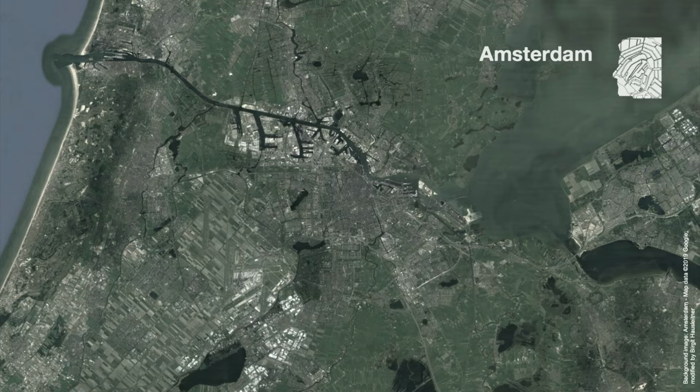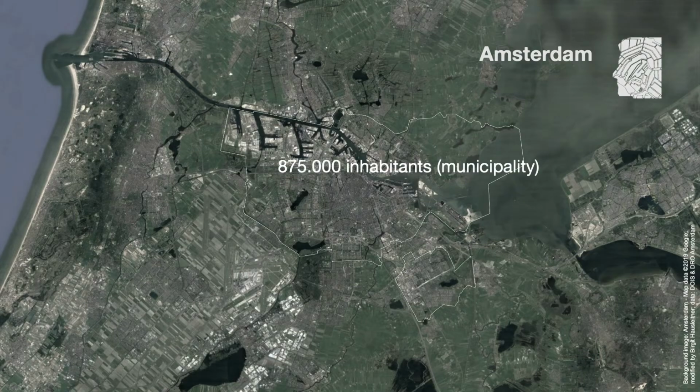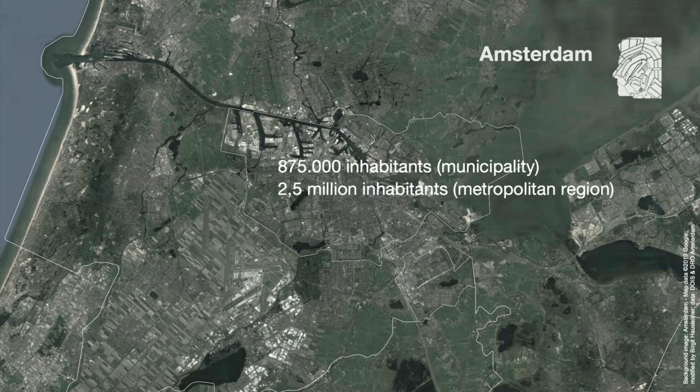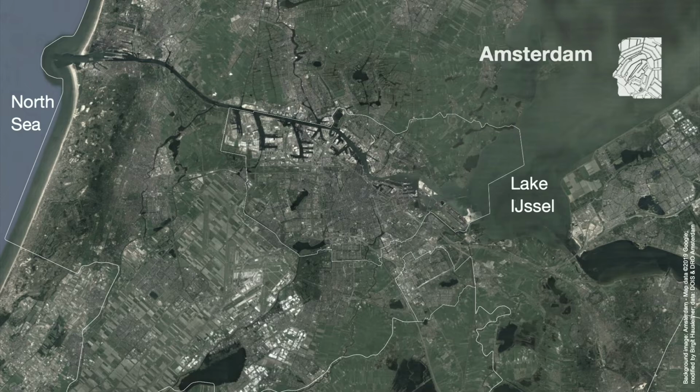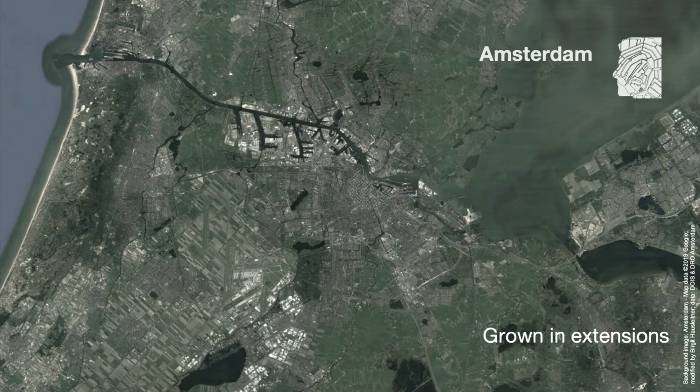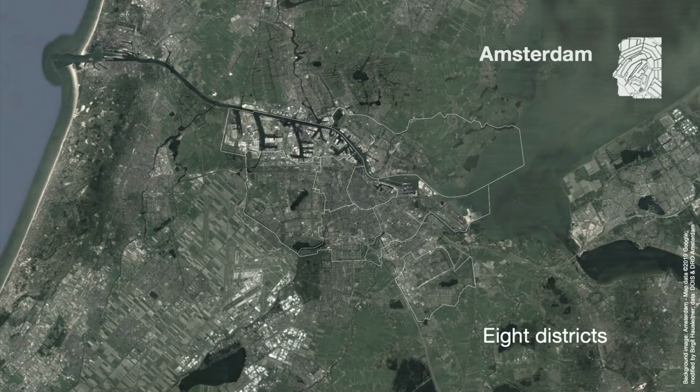We take a closer look now at the city of Amsterdam. Currently home to about 875,000 inhabitants, with more than half of them having migrated there. Amsterdam is the core of the metropolitan region, with about 2.5 million inhabitants, embedded between the North Sea in the west and the IJsselmeer Lake in the east. The city grew concentrically and currently is distinguished by 8 districts, further subdivided into different neighborhoods.